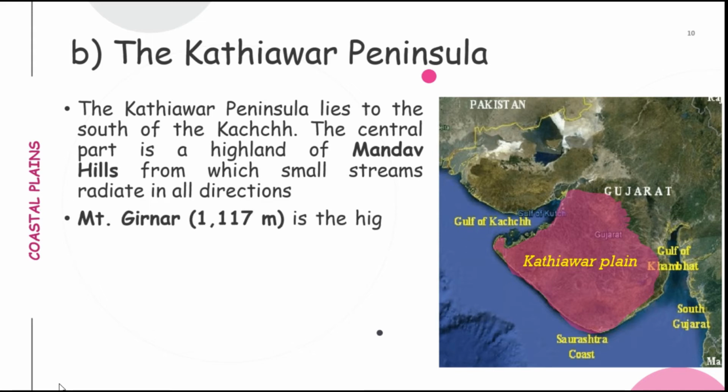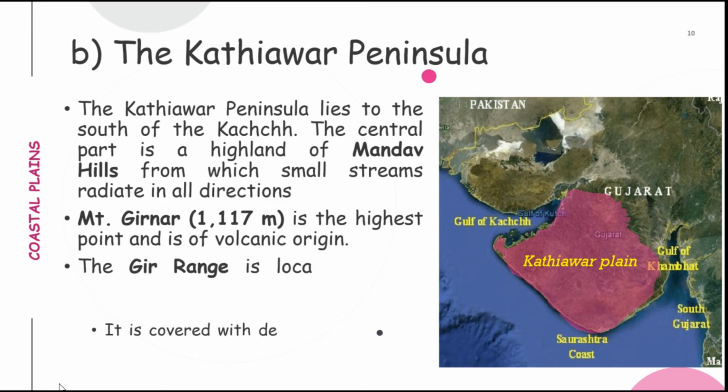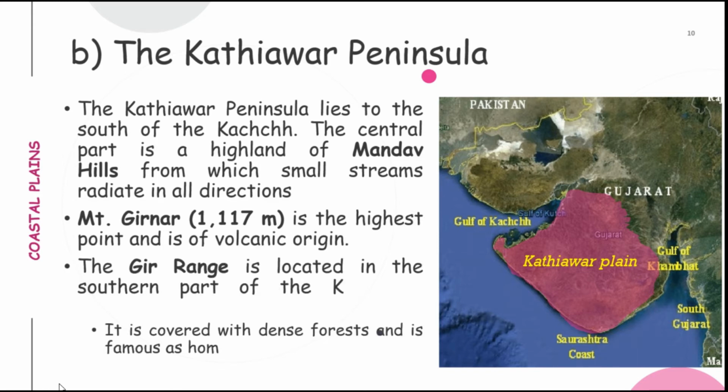Mount Girnar is the highest point and is of volcanic origin. The Gir range is located in the southern part of the Kathiawar Peninsula. It is covered with dense forest and is famous as home of the Gir lion.